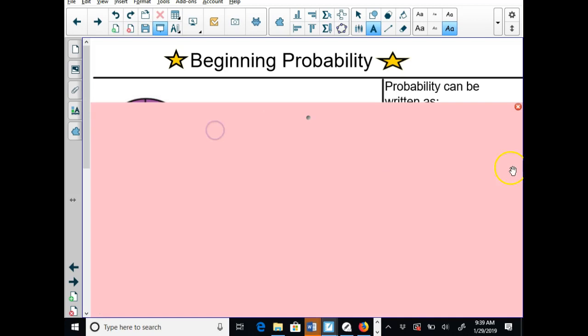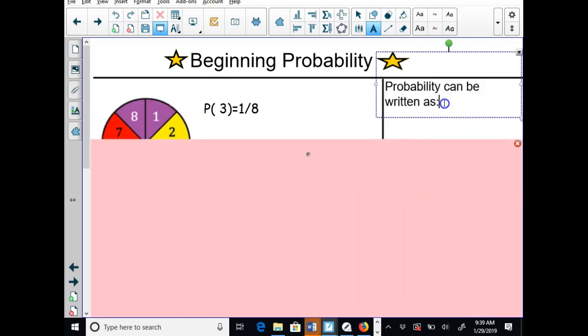First thing you need to know with beginning probability is how is probability written? Probability can be written as a decimal, a fraction, or a percentage. It will also be a number between 0 and 1, okay? There will never be a number greater than 1. There will never be a number that's less than 0 for probability.